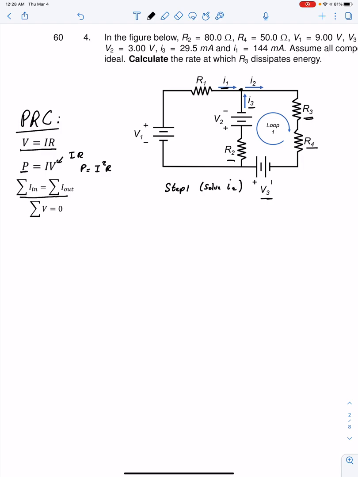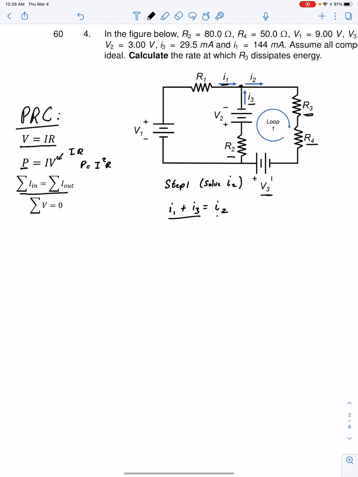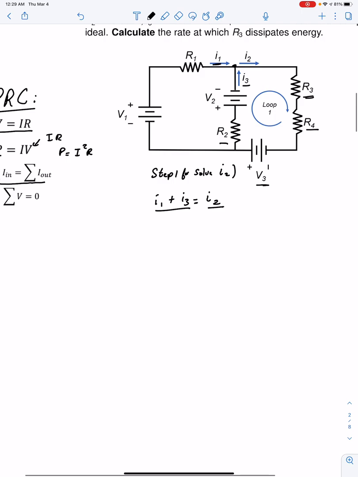We write down everything going into the junction, which is I1 plus I3 equals I2. In, out. Because we have I1 and I3 already, you're done with solving for I2. I am not going to solve the number, I'm just going to give you the answer algebraically. Now that you have that, let us go for step 2.